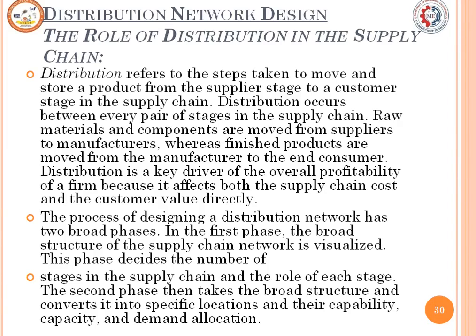The process of designing a distribution network has two broad phases. In the first phase, the broad structure of the supply chain network is visualized. This phase decides the number of stages in the supply chain and the role of each stage. In the second phase, the broad structure is converted into specific locations and their capability, capacity and demand locations.